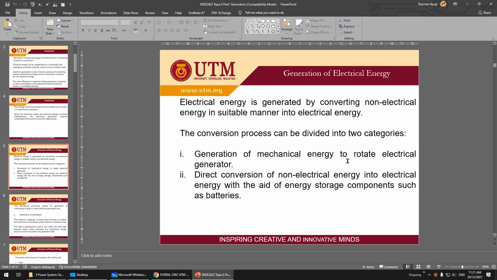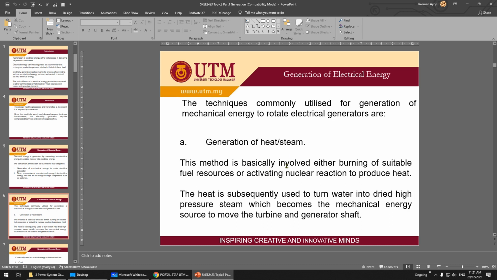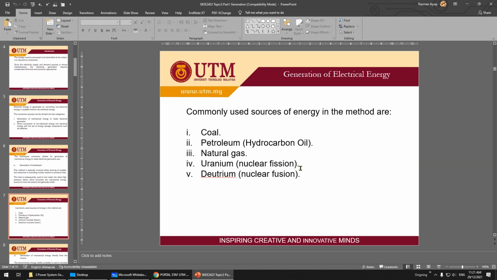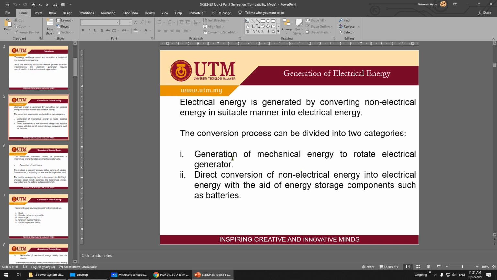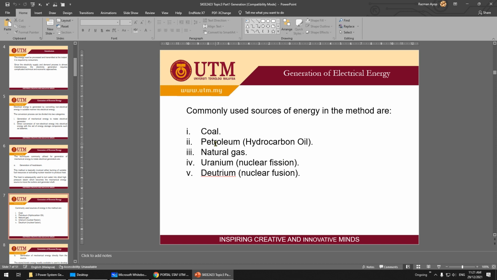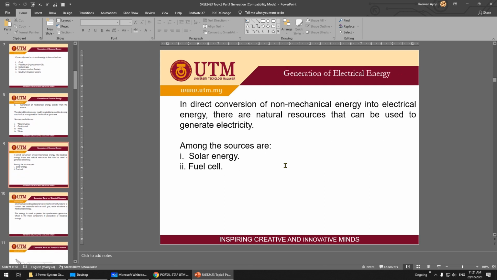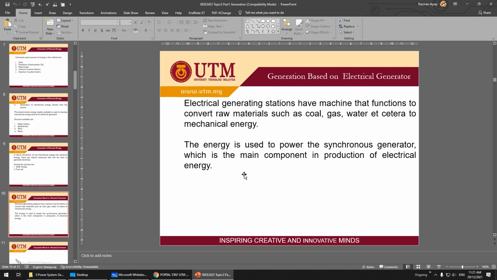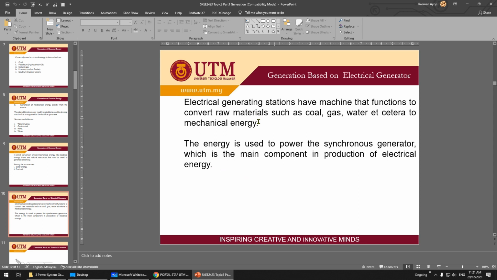Either it is from mechanical energy or direct conversion, you need to know each example. For the mechanical, it's usually uranium, coal, petroleum, depending on you. And for the direct conversion, usually solar energy and fuel cell. You need to know the theory.